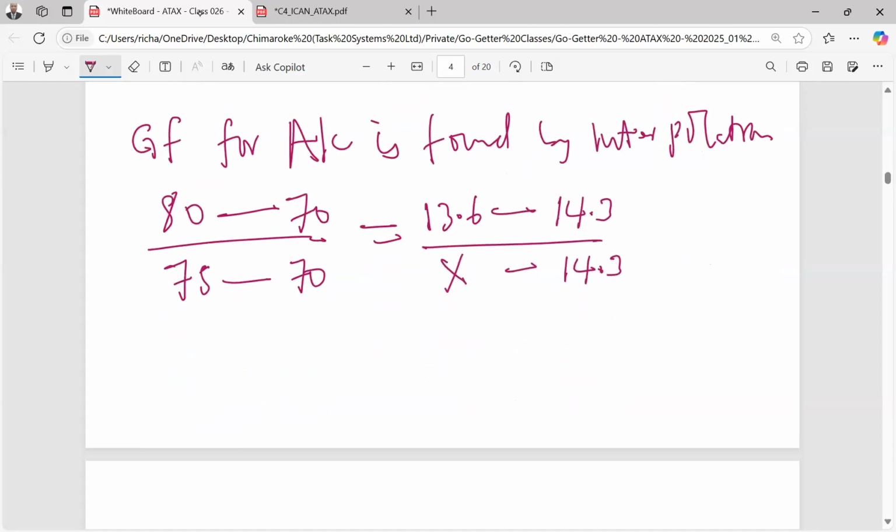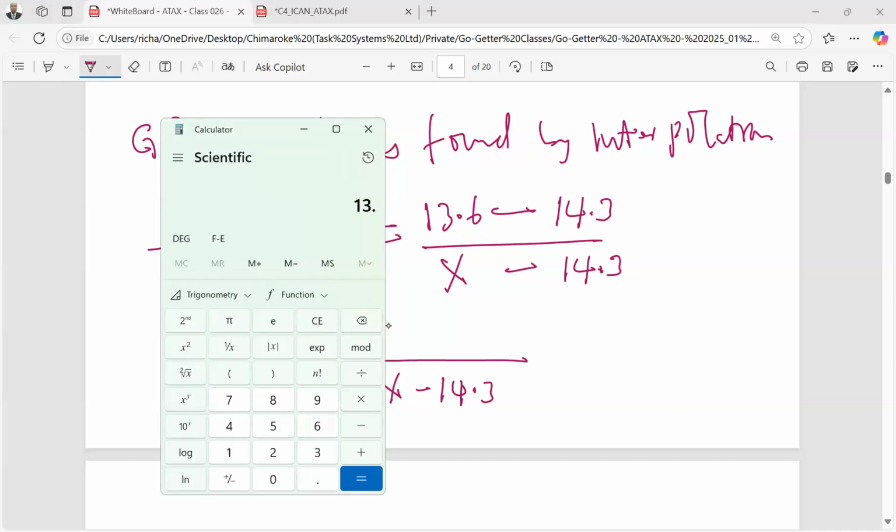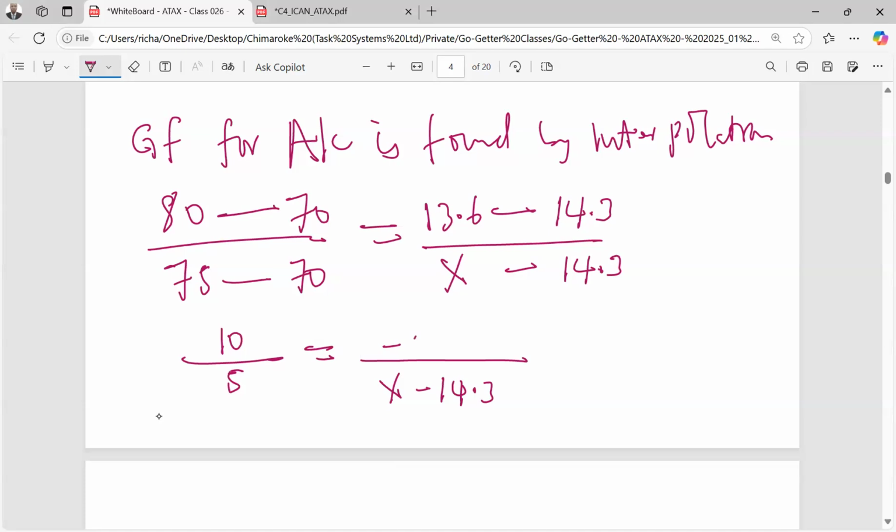So what do we do? 80 minus 70 is 10. 75 minus 70 is 5. Equal to, the denominator is still X minus 14.3. What about the numerator? 13.6 minus 14.3. That will give you minus 0.7. Minus 0.7.